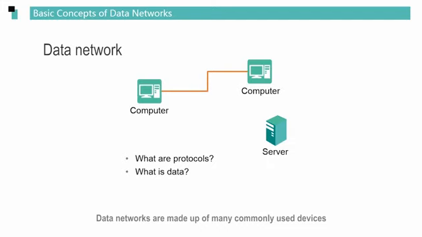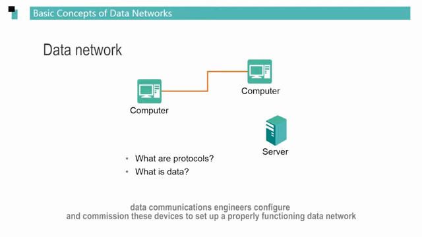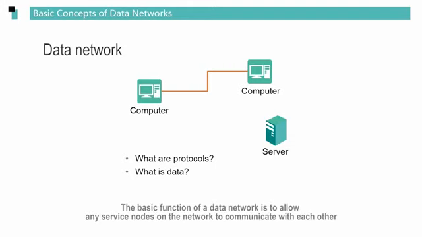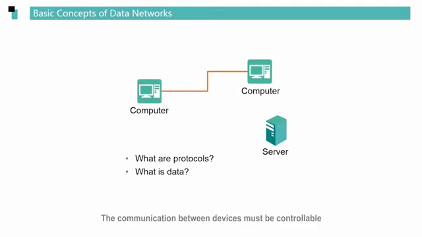Data networks are made up of many commonly used devices, such as routers, switches, firewalls, and load balancers. Depending on the specific networking requirements, data communications engineers configure and commission these devices to set up a properly functioning data network. The basic function of a data network is to allow any service nodes on the network to communicate with each other. The communication between devices must be controllable, reliable, and secure.